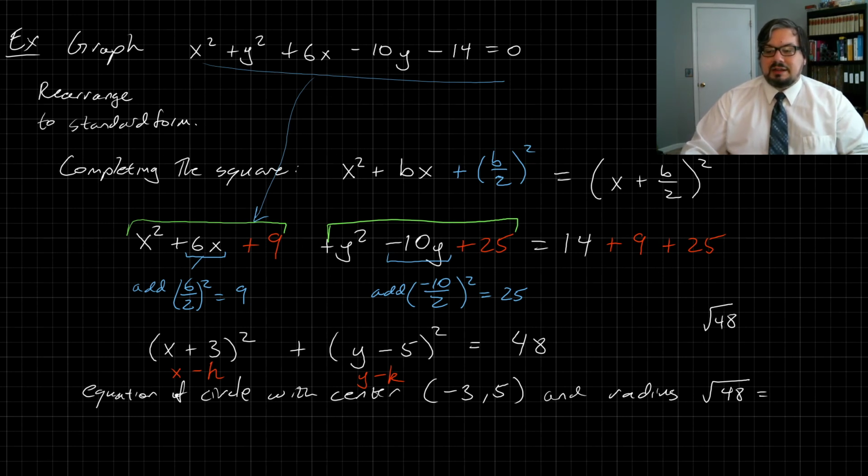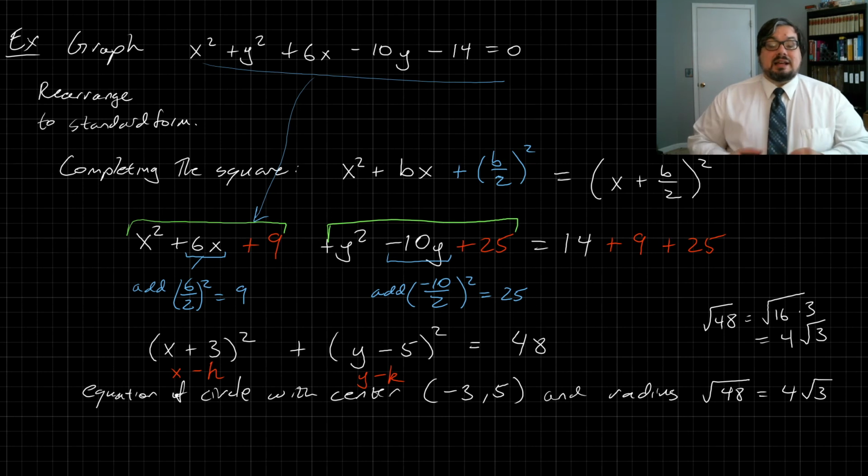The square root of 48, 48 is a multiple of 16. So 48 is 16 times 3. The square root of 16 is 4. So the radius of this circle is 4 times the square root of 3. So it's a circle with center (-3, 5) and radius 4 times the square root of 3. So this is the basic idea for how we graph a circle that has been given to us in general form, where we have to translate it back into standard form.